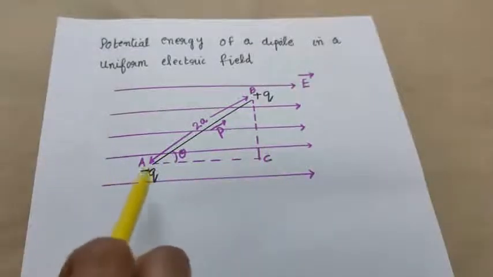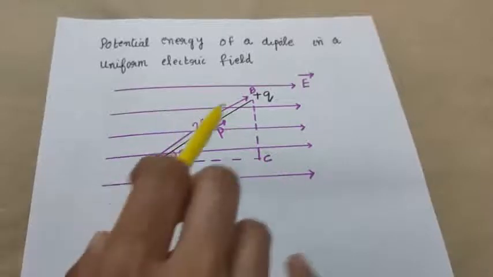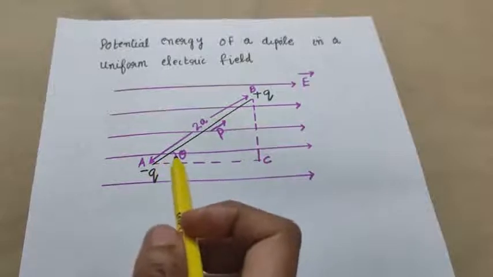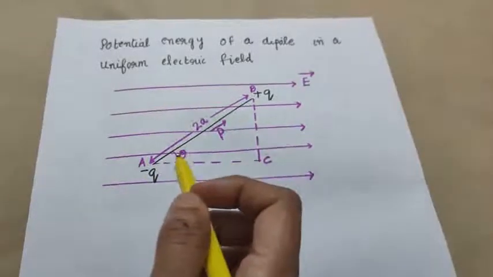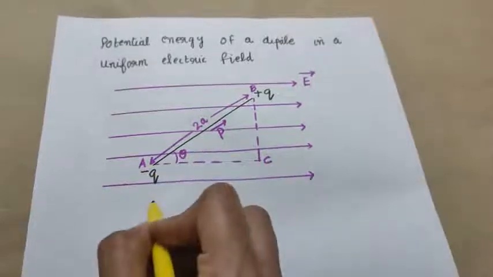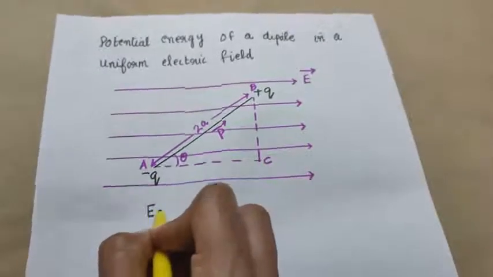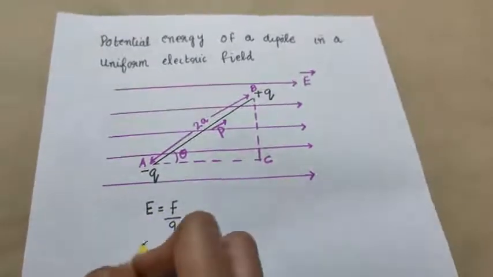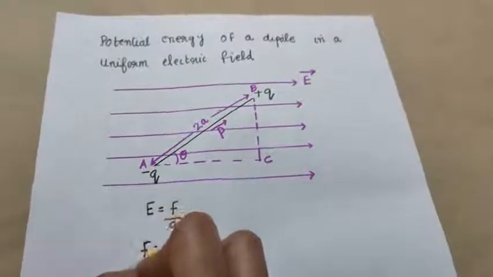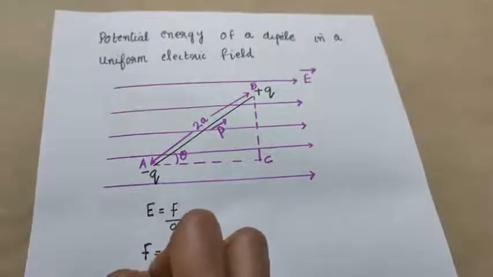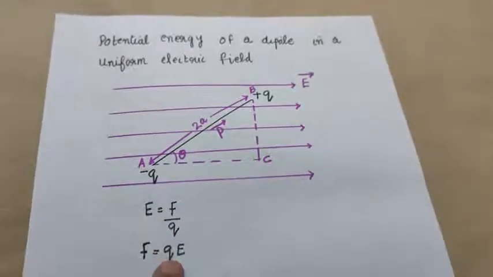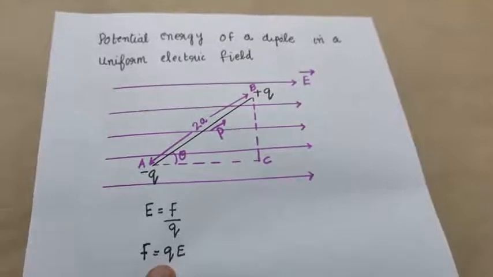And we know when a charge is placed in an electric field E, that charge will experience a force F, and we know the magnitude of that force. We have this equation: electric field E is equal to force by charge. So what is the force experienced by that charge? F is equal to Q into electric field E. F is equal to QE is the force experienced by a charge Q when that charge is placed in an electric field E.